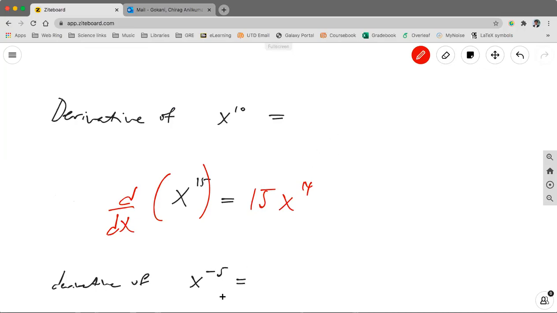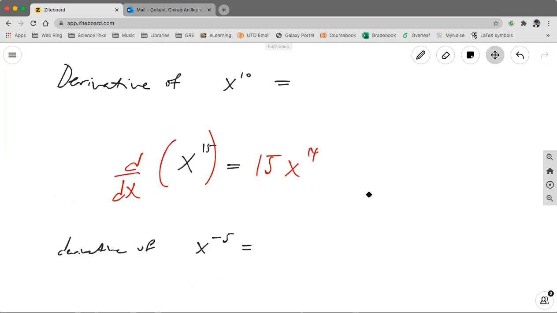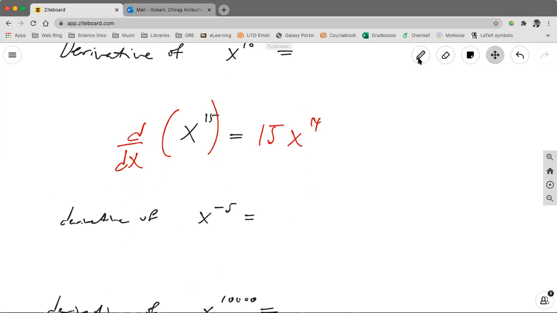Good. Can someone tell me what the derivative of x to the negative 5 is? Negative 5x to the negative 6. Be careful. Wait, let's see here. No, you're right. You're absolutely right. I'm always very cautious when the exponent is negative. You're absolutely right. Negative 5x to the power of negative 6.